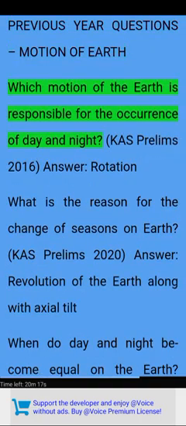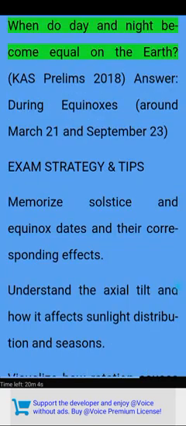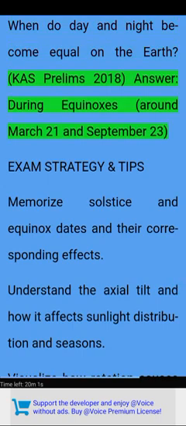Previous year questions. Motion of Earth. Which motion of the Earth is responsible for the occurrence of day and night? CAS Prelims 2016. Answer: rotation. What is the reason for the change of seasons on Earth? CAS Prelims 2020. Answer: revolution of the Earth along with axial tilt. When do day and night become equal on the Earth? CAS Prelims 2018. Answer: during equinoxes, around March 21st and September 23rd.